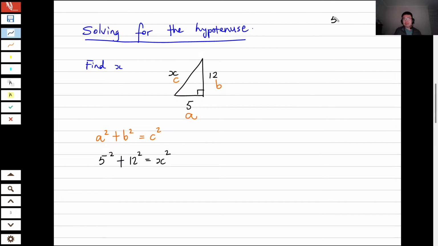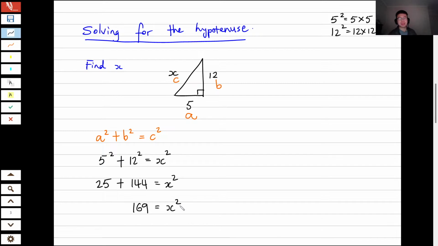So let's start with 5 squared. 5 squared just means 5 times 5. And that gives us 25. 12 squared, that's 12 times 12, 144. That gives me x squared. So I can take 25 and 144 and add them together. So let's do that. 169 equals x squared.